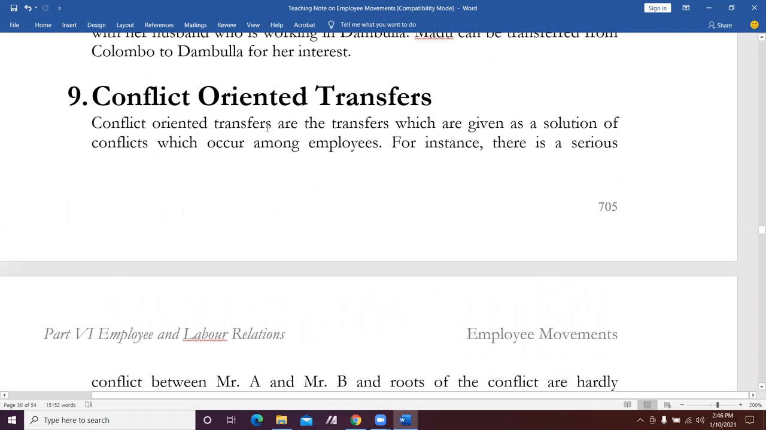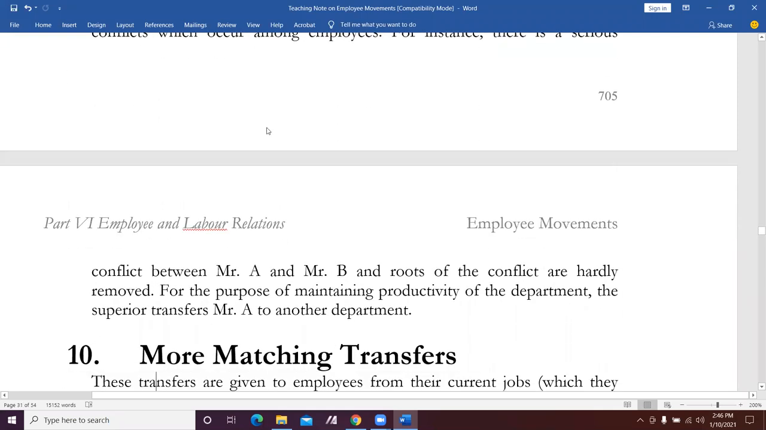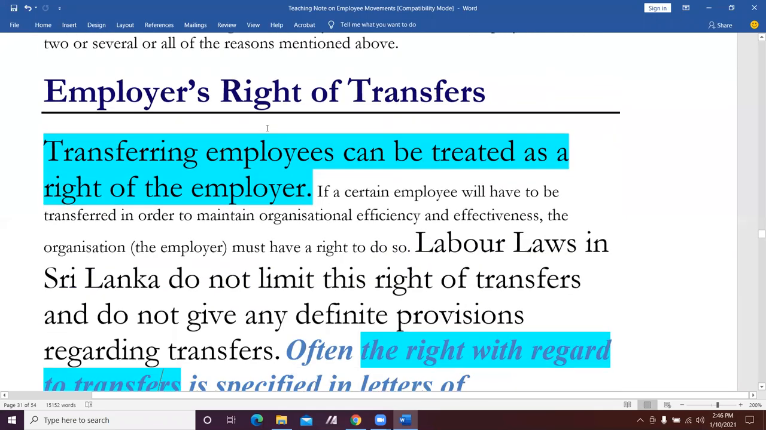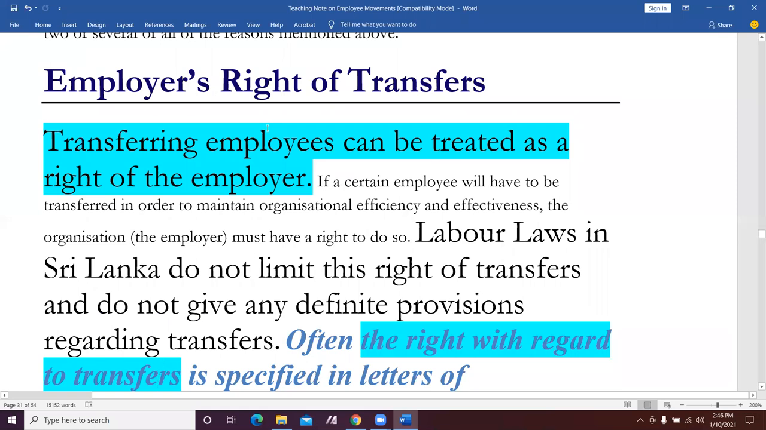It is compulsory. Right, then conflict oriented, more machine transfer. So likewise, okay, then go to this one. Employer's right of transfers now.